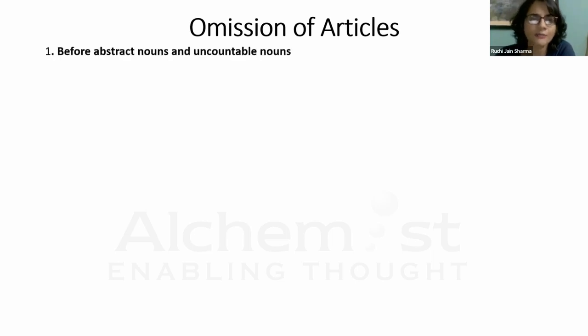Now, omission of articles. Where will we not use them? So I've already discussed it while we were discussing the uses, but we'll just see if I've missed out something. Yes. Now, before abstract nouns and uncountable nouns. Okay. Now, abstract nouns. So I have this pen. It's concrete, right? I can see it.